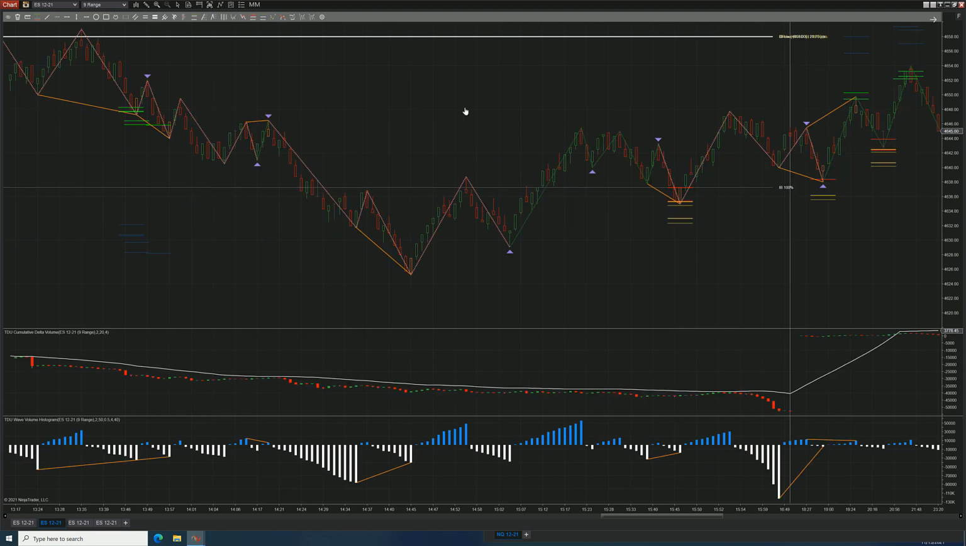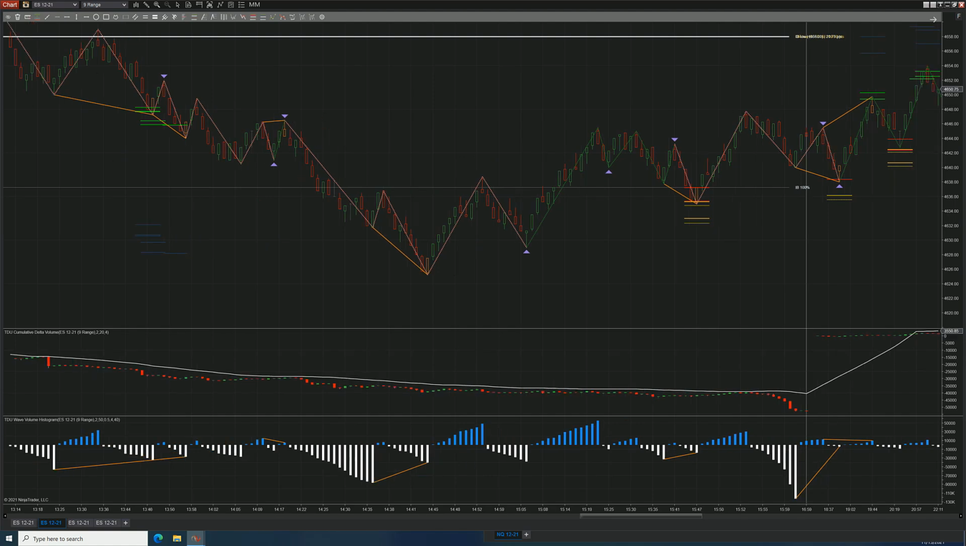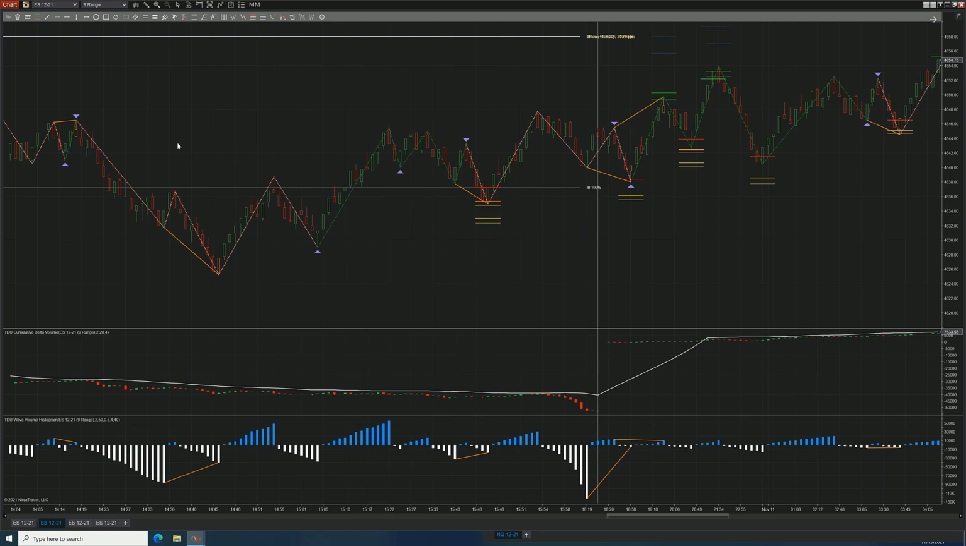All right, so with that said, I think you get the basics of the volume waves, the no interest long and short, and then the divergence here. Now let's look inside the indicator here. So stand by for a sec.